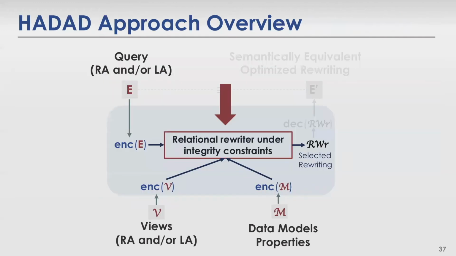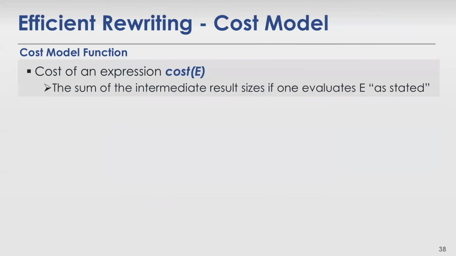Now, the relational rewriting engine will select an efficient rewriting based on a cost function. The cost function estimates the cost of an expression E as the sum of the intermediate result sizes if one evaluates E as stated, meaning if it's evaluated in the syntactic order dictated by the expression.